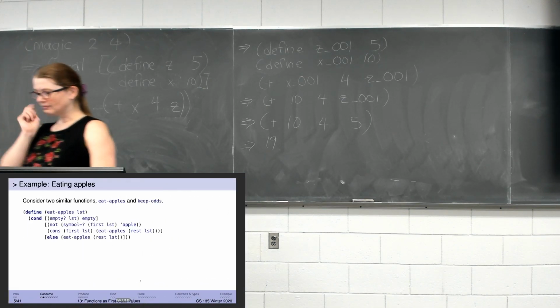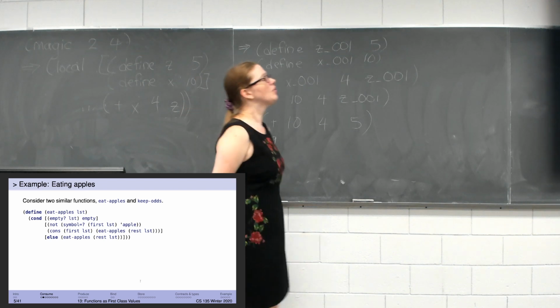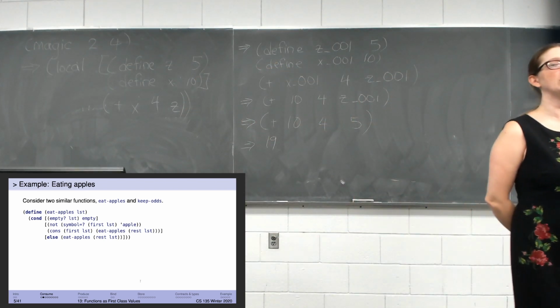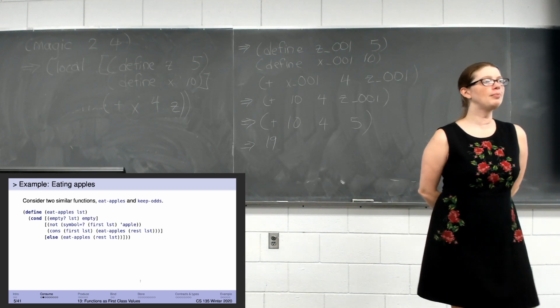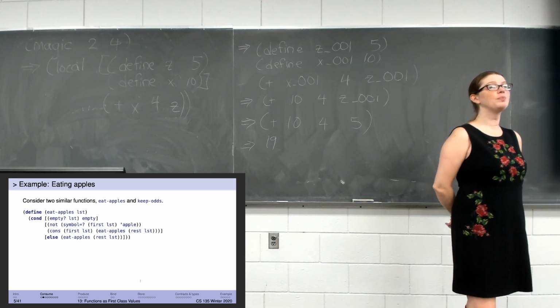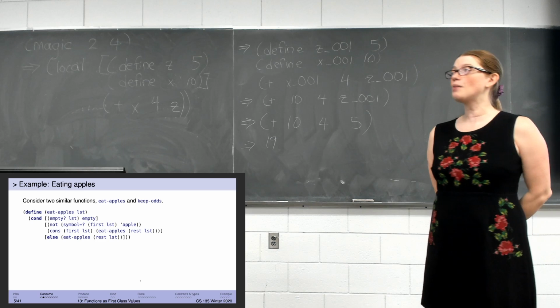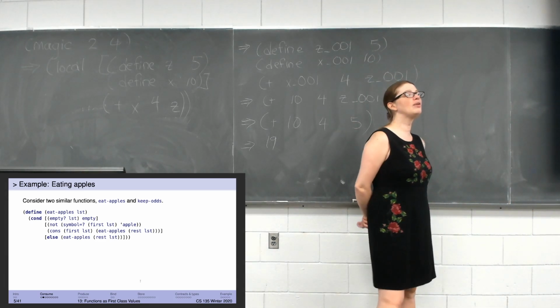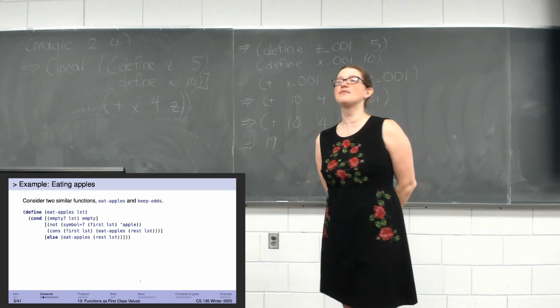So we're going to deal with lists of things. First we have a list of symbols. And I want to remove all occurrences of the symbol apple from my list. So I write a function called eatApples. eatApples is going to remove all occurrences of the symbol apple.